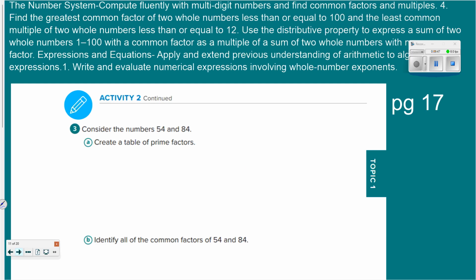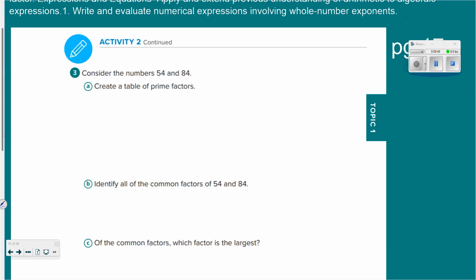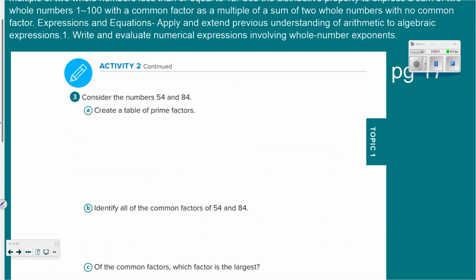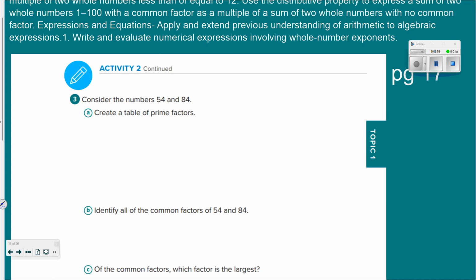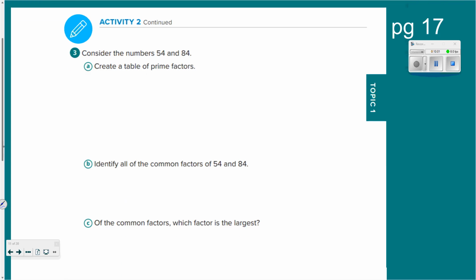So again, you can do all of this. I can create a table of prime factors for each of the 2 numbers. I can identify all the common factors of both of them, and then I can figure out which one is the largest. Or I can say 54, 84. Can I divide them both by 2? Yeah, it'll be 27 and 42. I'll let you do the math on those and see how we do it.